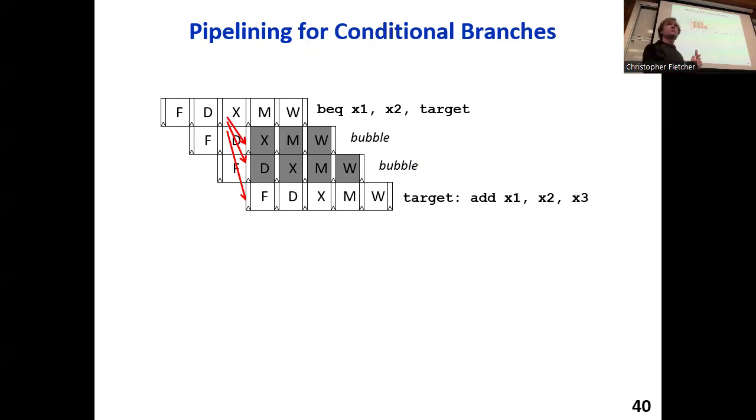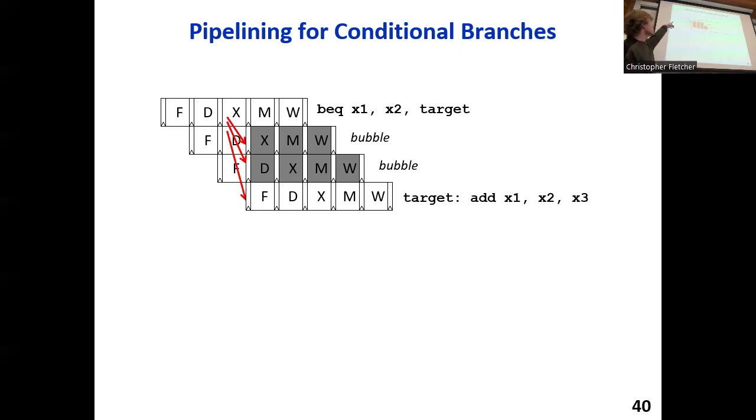With a branch, kind of intuitively, given what we saw with a jump, where the jump information is resolved in the decode stage and leads to a 1-cycle bubble, the branch, since we're resolving information in the execute stage, namely whether we take the branch, will result in a 2-cycle bubble.